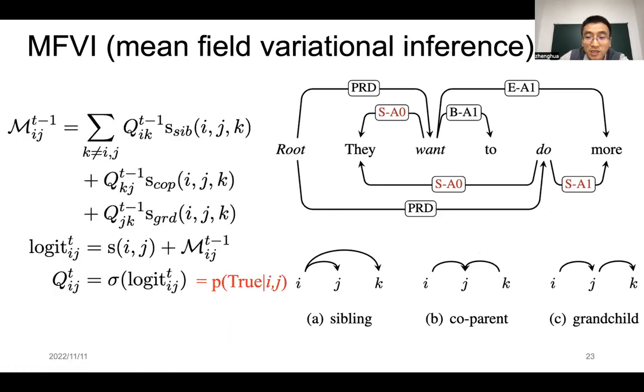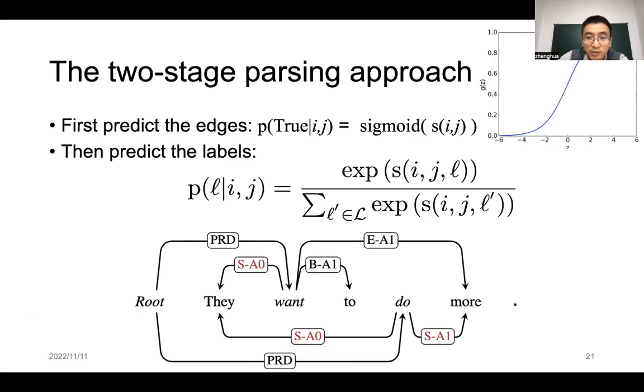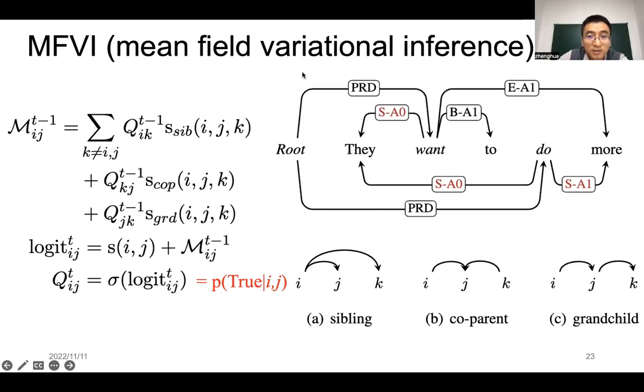Okay, with the second order features, we need to do something before we get to the sigmoid function. We follow previous work from Professor Tukoi's team and use MFAVI. These are the formulations, the equations. It seems very complex, but actually it's very simple.